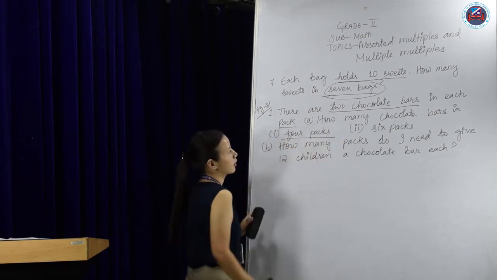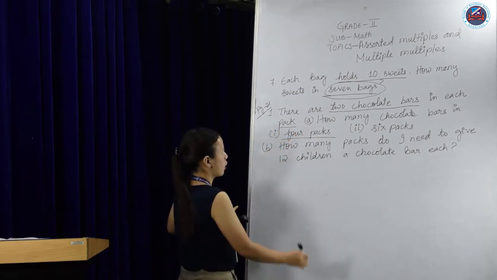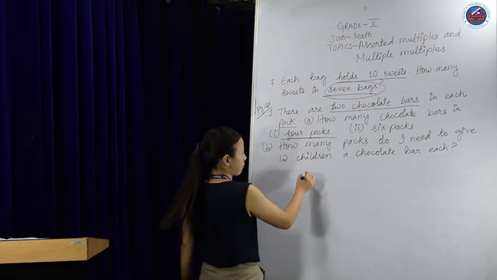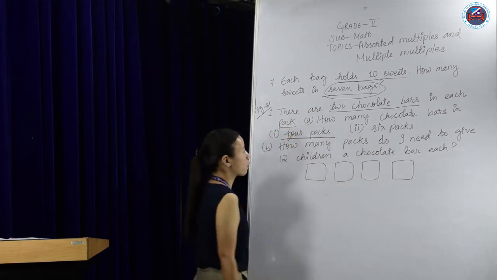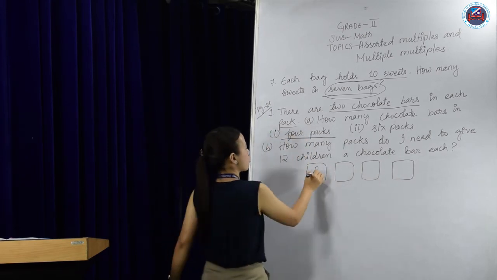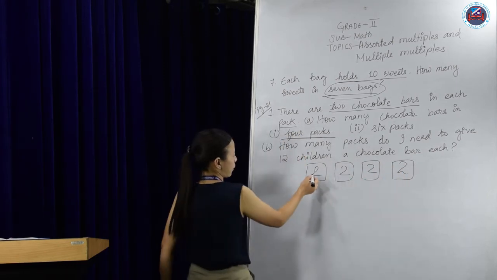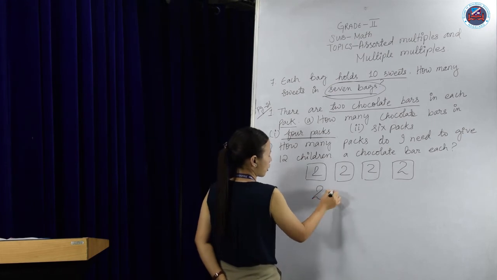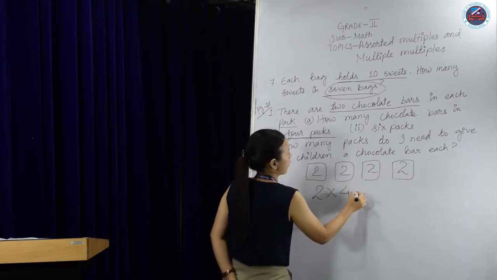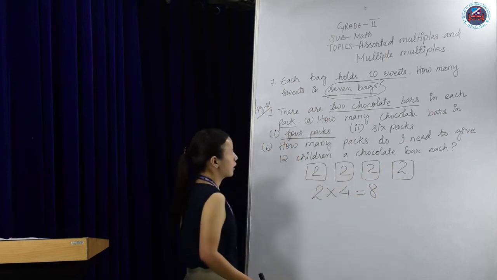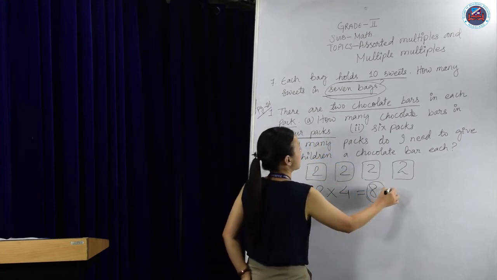in 4 bags. That means in each bag we have 2 chocolate bars. So we are going to find out for 4 bags. That is 1, 2, 3, and 4. There are 4 bags, and in each bag there are two chocolate bars. So how do we do it? There are 2 chocolate bars each in 4 bags. So 2 times 4. So we get our answer as 8. That is, we have 8 chocolate bars in 4 bags.